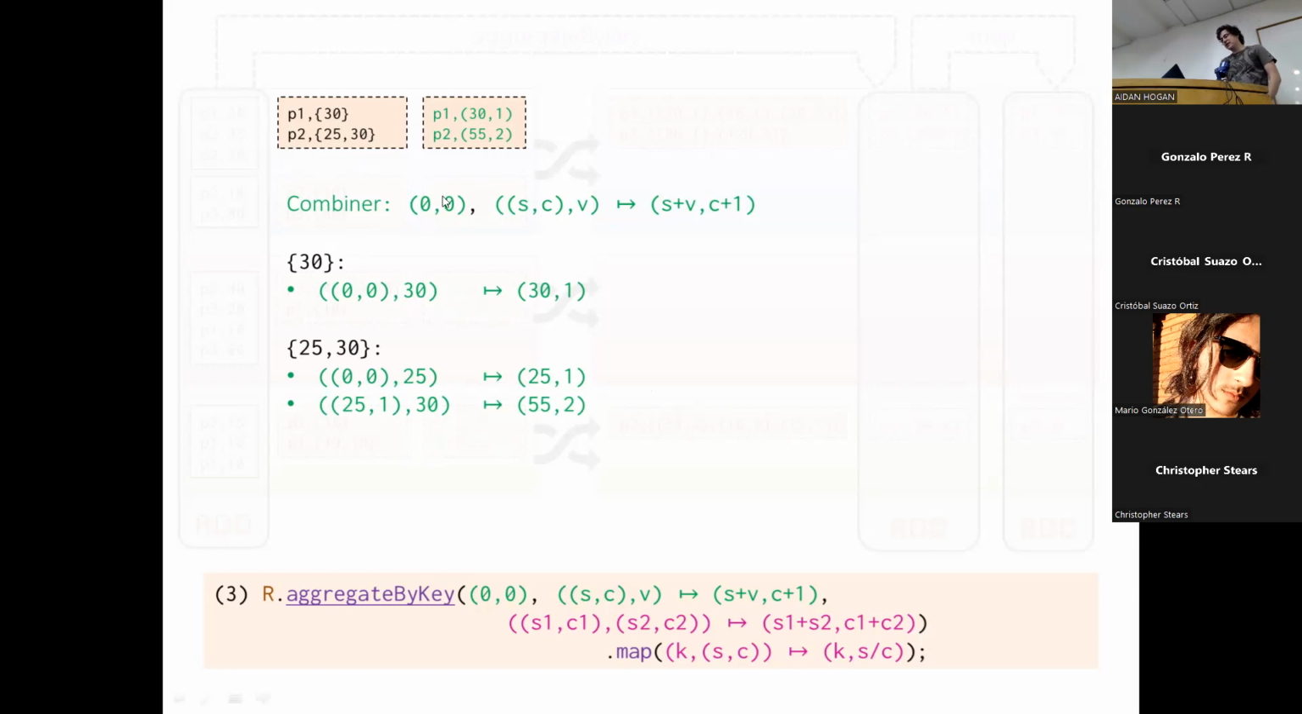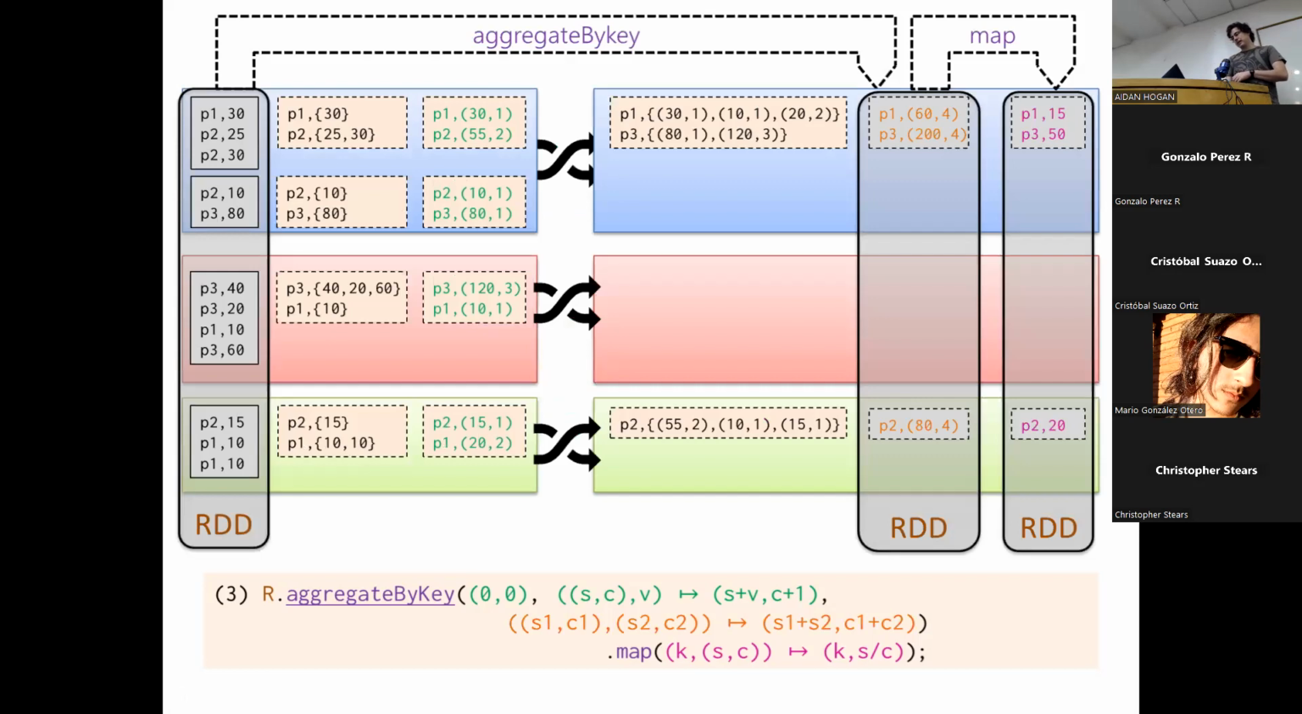So we use this 0 value to combine the first value that we're going to find. We need to somehow initialize or define our initial value for sum and count here. It doesn't have to be 0. It could be whatever we want to define it as. Okay, so that's that process here.